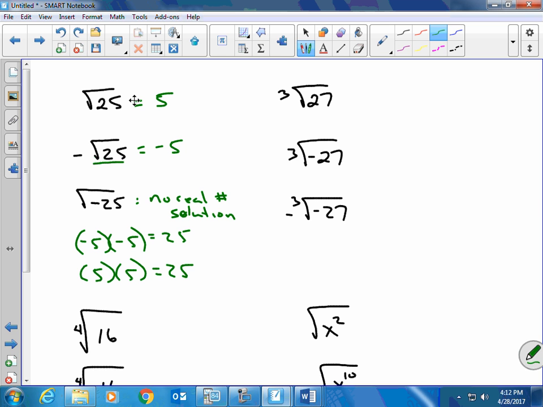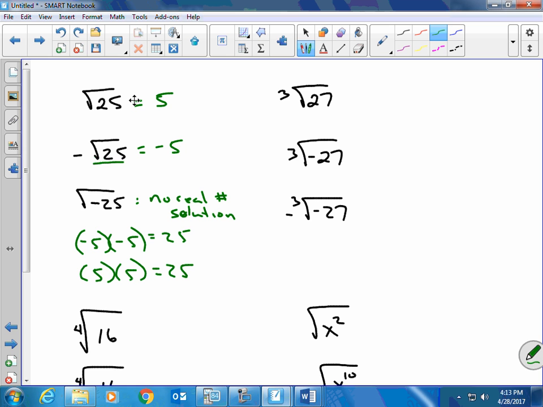Depending upon your math background, you may recognize the fact that there is something called imaginary solutions, but that's not for this recording. So there's no real solutions to the square root of a negative 25. It's not possible.